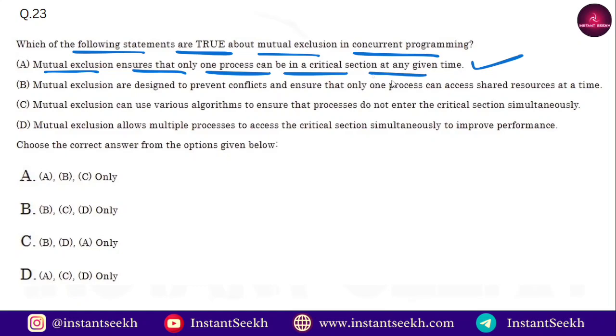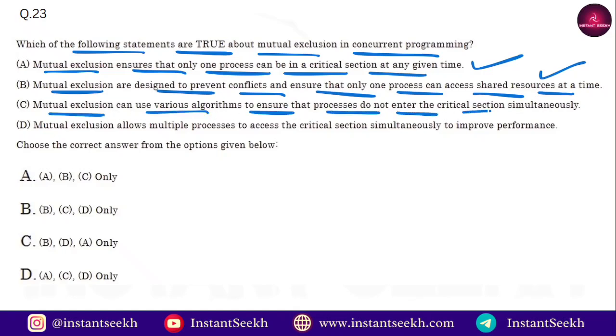Core idea of mutual exclusion, it ensures that only one process can be in the critical section area. Mutual exclusion is designed to prevent conflicts and ensure that only one process can access a shared resource at a time. This is also a true statement. At a time only one process can access the shared resource. Mutual exclusion can use various algorithms to ensure that processes do not enter the critical section simultaneously. Right, at a time only one can be entering. So this is also right.